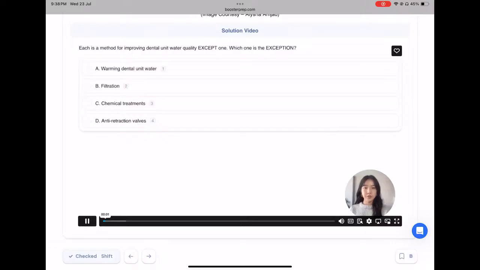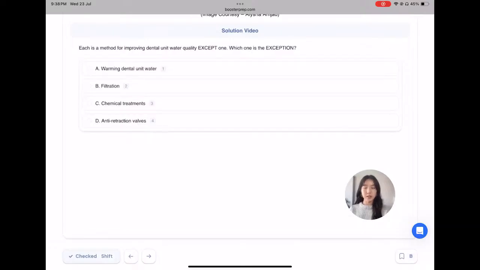Each is a method for improving dental unit water quality except for one. Which one is the exception? It's important to maintain the dental unit water quality at a certain level, which is below 500 colony forming units per milliliters, and this is in order to prevent the spread of diseases through these water lines.